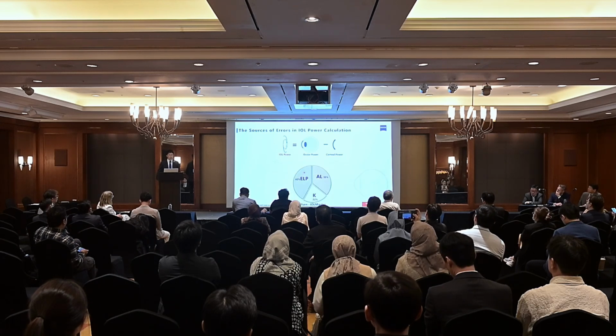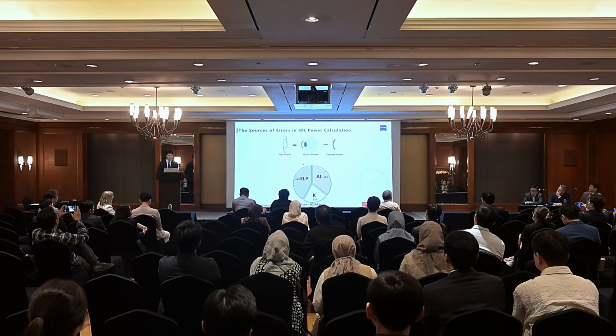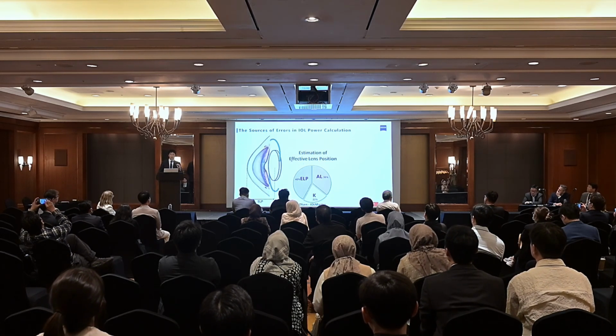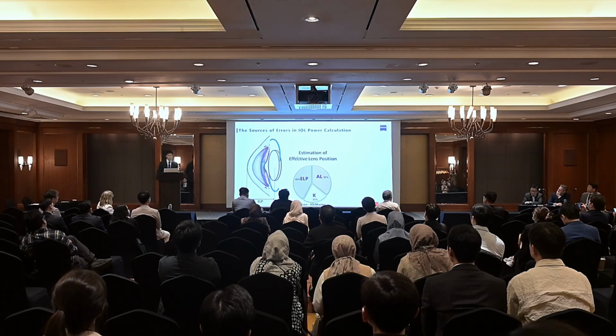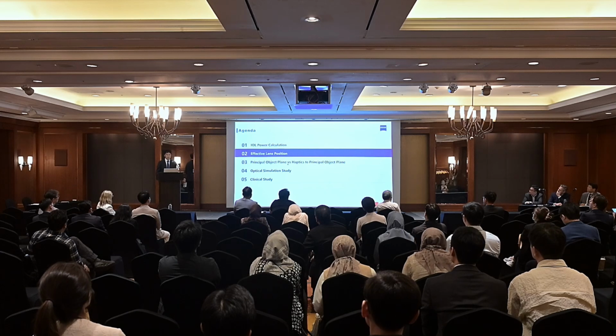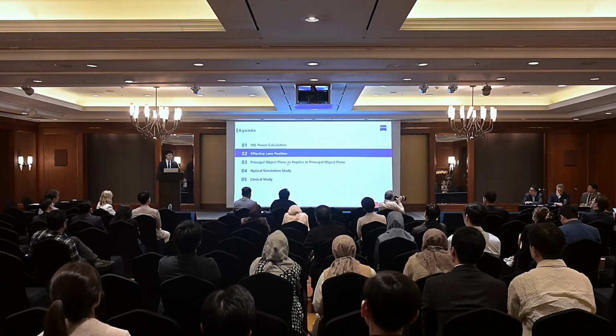Among the sources of error in the IOL power calculation, the estimation of the effective lens position is the most significant contributor to this error. How is the effective lens position estimated?